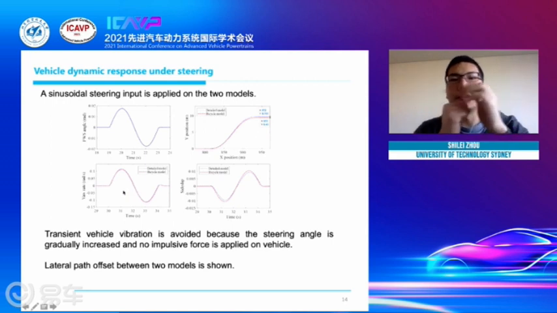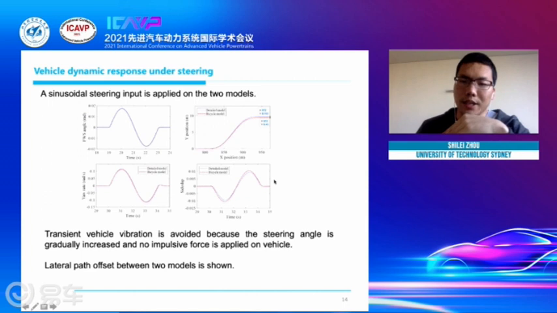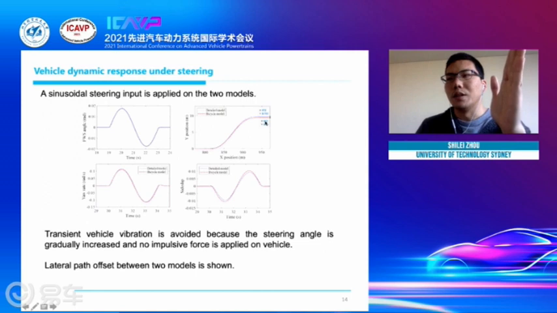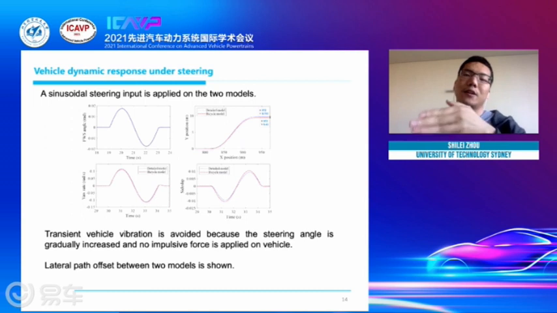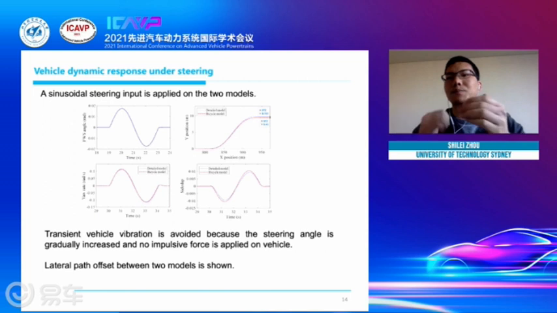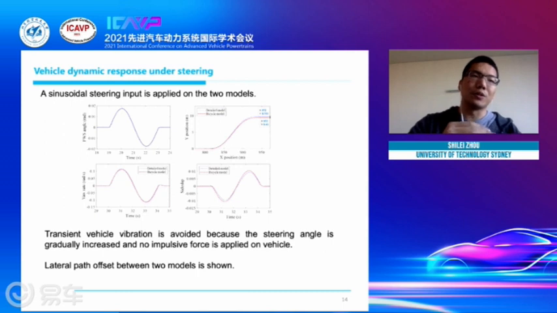We could say because the steering input is applied on the vehicle gradually, no transient process is excited. But we can still see there is a trajectory difference because in the rigid body model, the force directly acts on the vehicle body, so it moves very fast. But in the model considering tire dynamics and suspension dynamics, when we have a control input, it needs a process. So the vehicle doesn't move like what we want.